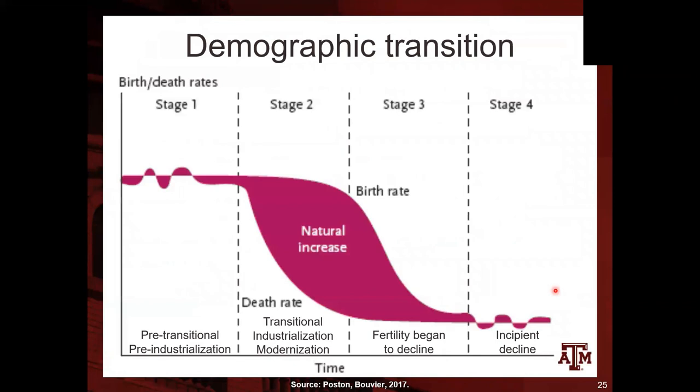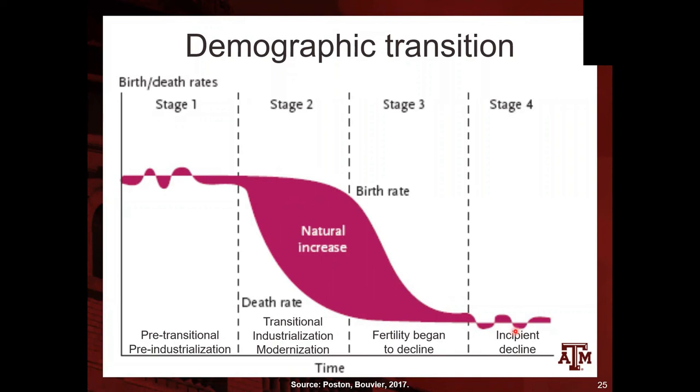The same figure that I showed you guys before: stage one, the pre-transitional, pre-industrialization stage, in which you have high levels of fertility and mortality. Mortality declines during the transitional stage, where you see industrialization and modernization. And with the difference here in birth and death rates, you have a huge population increase. Fertility declines. The difference between fertility and mortality is not so high. Population still increases, but not as fast as we saw in stage two. So fertility begins to decline, but then we reach a stage four in which sometimes fertility declines or increases.